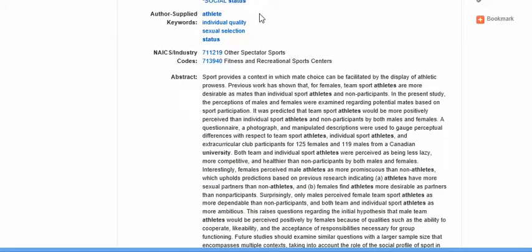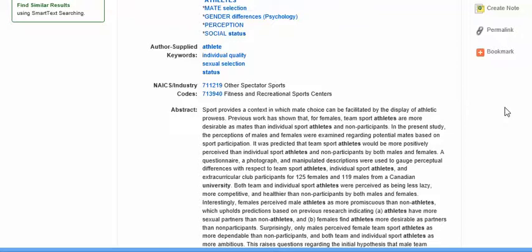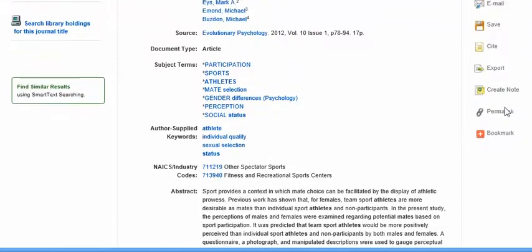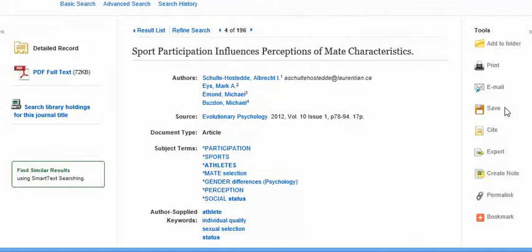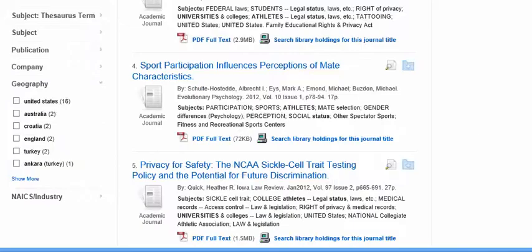It was really just about whether or not males and females considered athletes to be more desirable as a mate. And they weren't using real athletes to study social status. They were using more of a picture or a description of somebody as an athlete. So that's not really helpful at all.